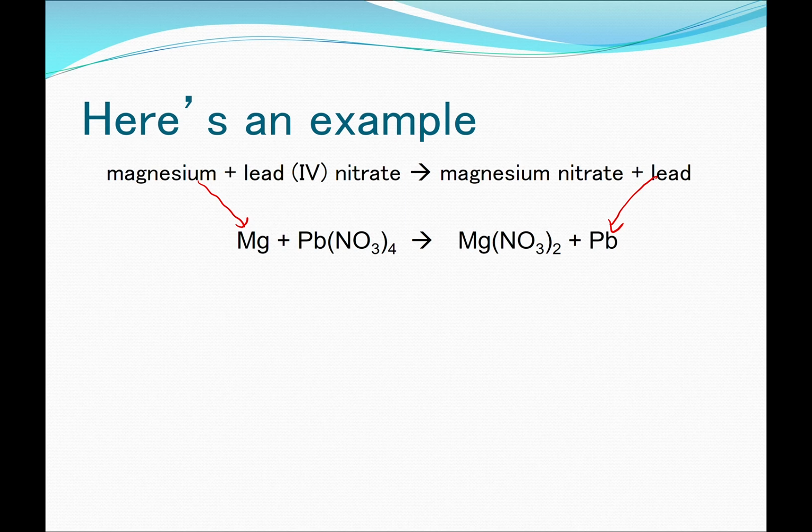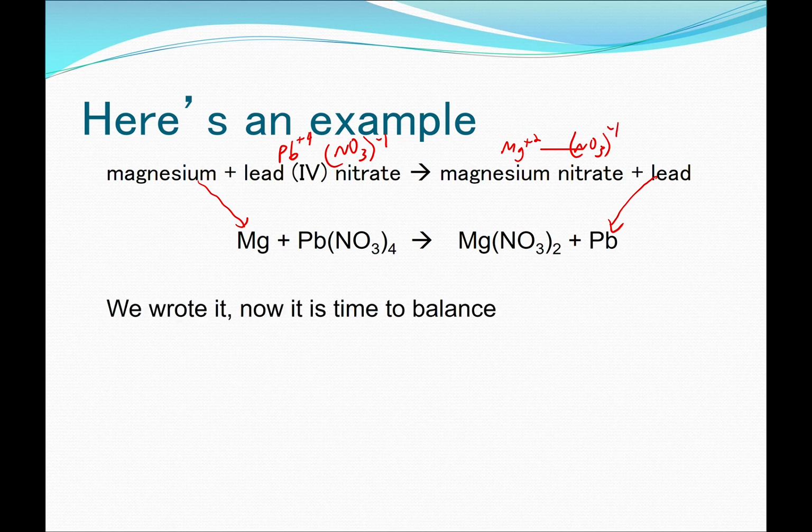Lead(IV) nitrate, depending how comfortable you are with this: since it's lead(IV), it's going to be lead +4, and nitrate is -1. We swap and drop. So we get lead(IV) nitrate below, so we need 4 nitrates to balance the +4 lead. Magnesium +2, nitrate NO3 -1. We swap and drop, and we get our equation. So we convert that over from words to formula. Now we can balance it.